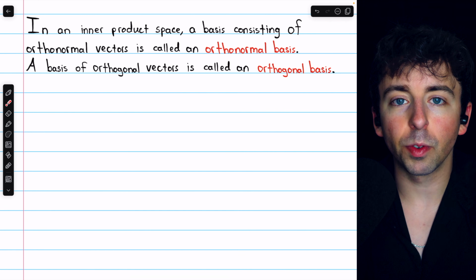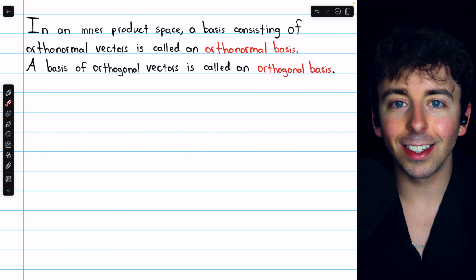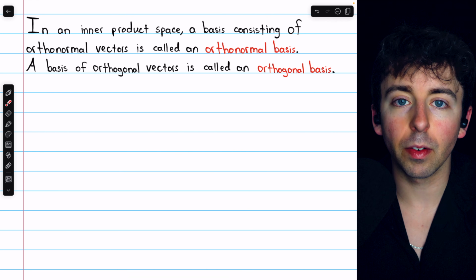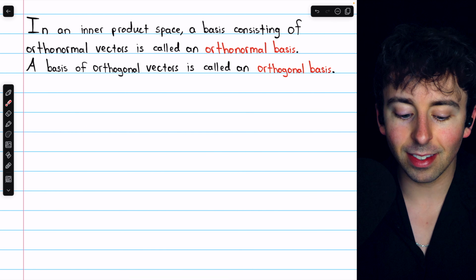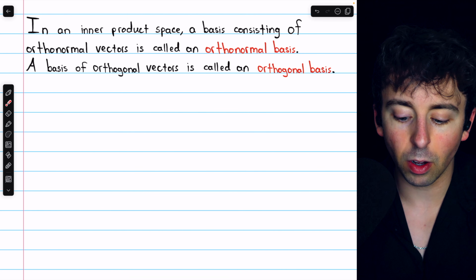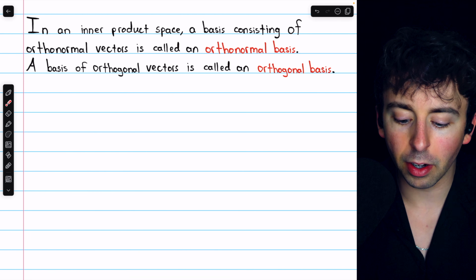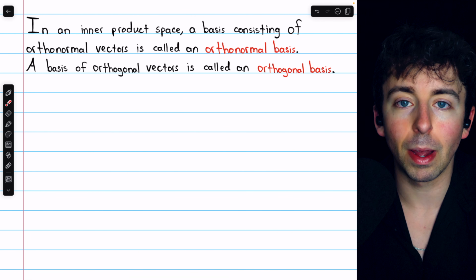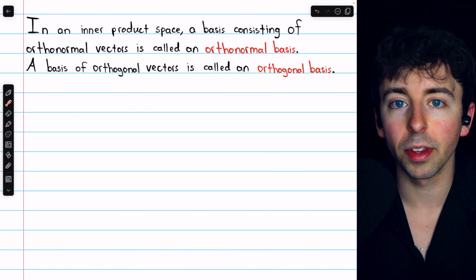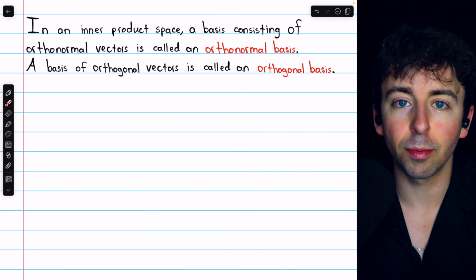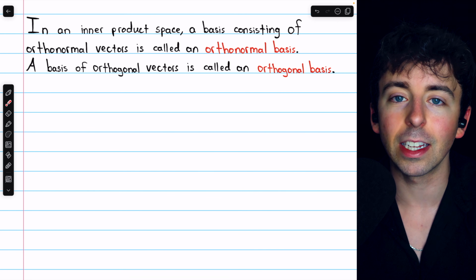So that theorem will be useful in our construction of orthogonal and orthonormal bases, but now let's just take a look at the definition and a few examples of orthogonal and orthonormal bases. In an inner product space, a basis consisting of orthonormal vectors is called an orthonormal basis. No surprise there. A basis of orthogonal vectors is called an orthogonal basis. And from our previous theorem, if we have an orthogonal set or an orthonormal set that spans the inner product space, then it's automatically a basis, because we already know that such sets are linearly independent.